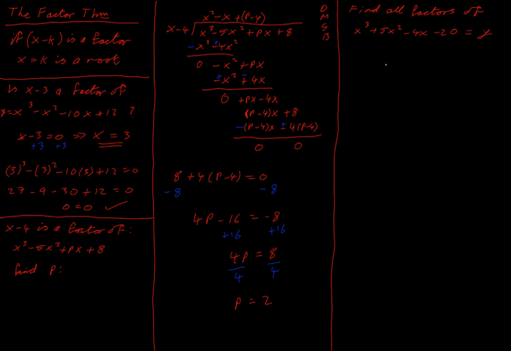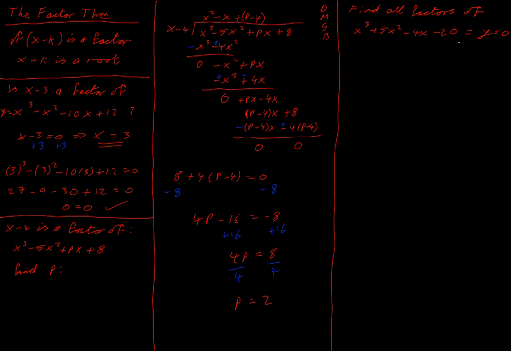So find all of the factors of my cubic equation, and I'm going to use substitution as my first method. I know that if I find a root of this equation, where it equals 0, if I find a value of x that makes this equal to 0, I found a root, and from that I can create a factor. That's what my factor theorem gives me.